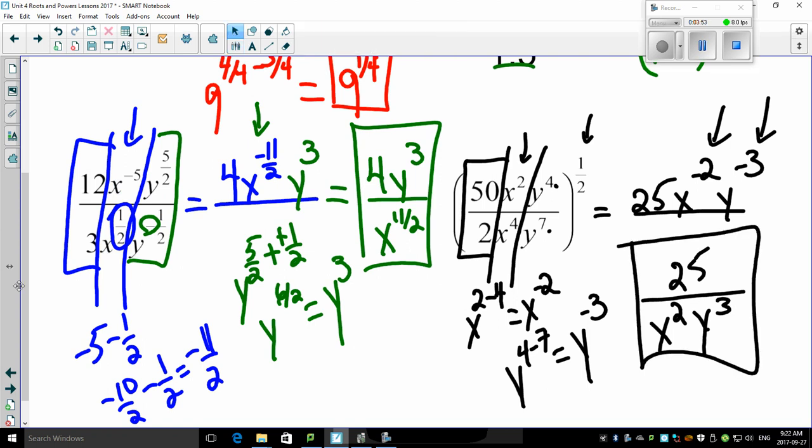So that's about as complicated as you can get on these kind of problems. Really, if you understand the flipping, you'll be fine.